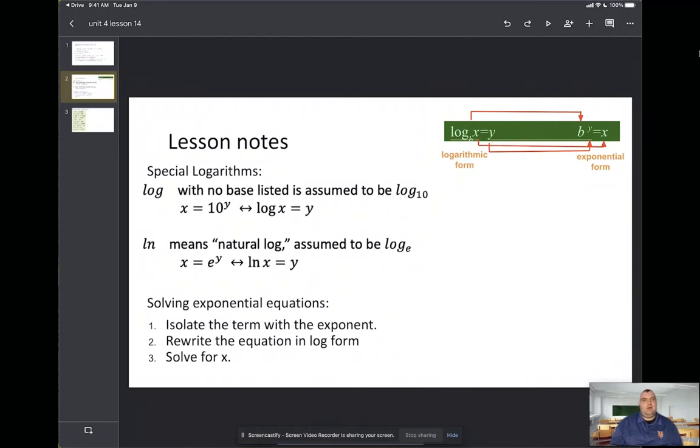Welcome back, everyone. We are up to lesson 14 of Unit 4. In this particular lesson, we're going to learn how to solve exponential equations using logarithms.